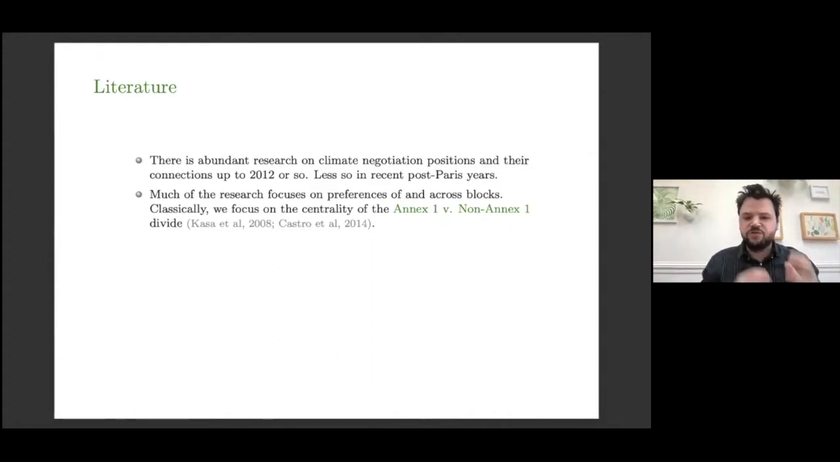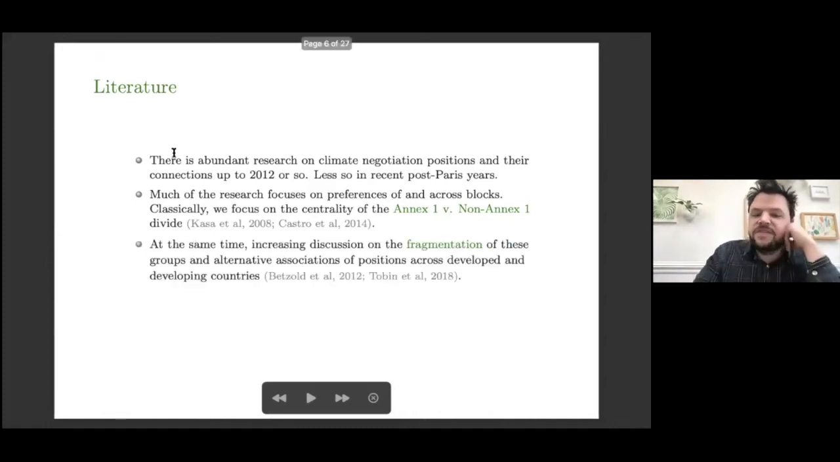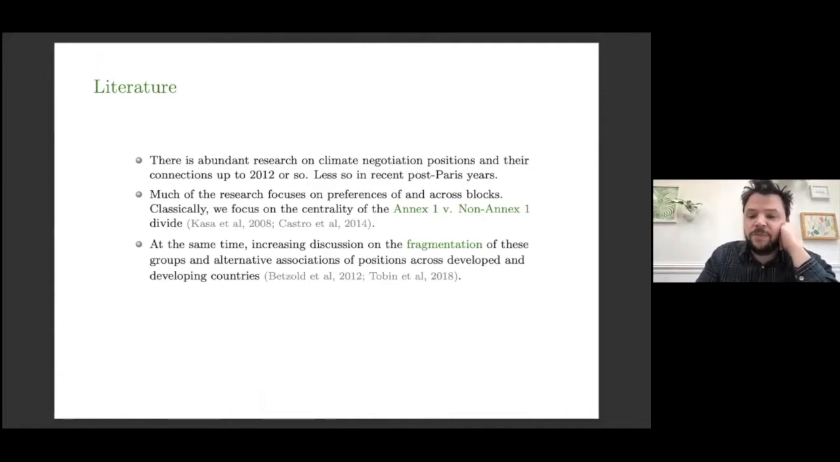And what we do is we try and interrogate this a little bit. And we find that this is a really important division within the UN, but there's also other divisions as well. And there's also limitations to that division. At the same time, there's also fragmentation across groups, and there's different positions across developed and developing countries.